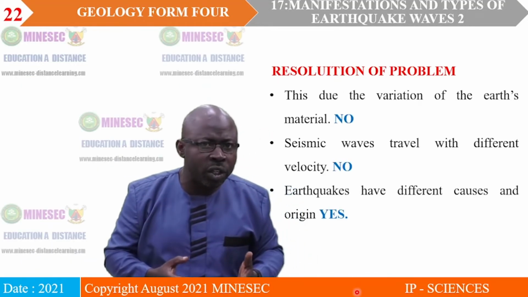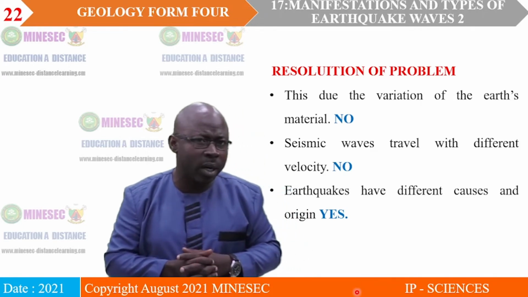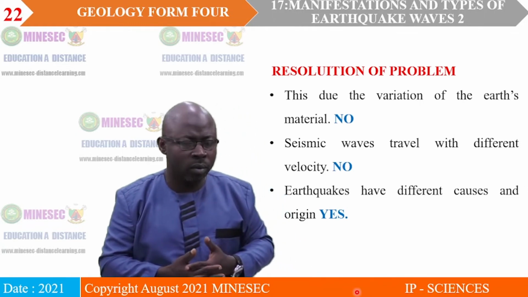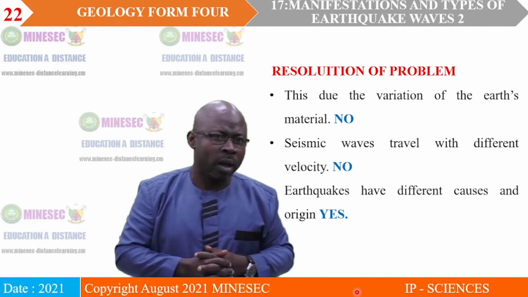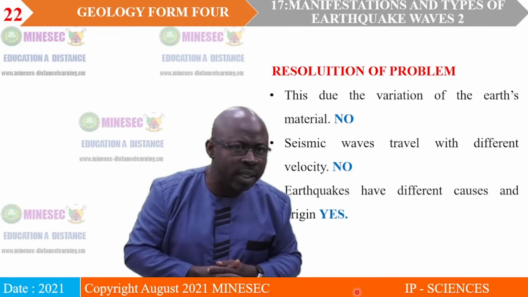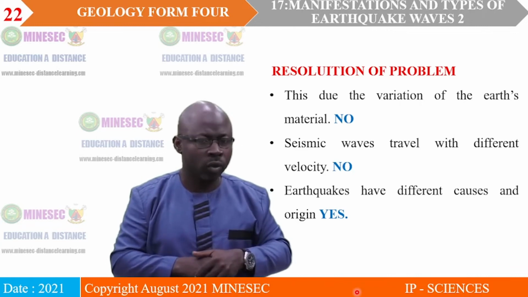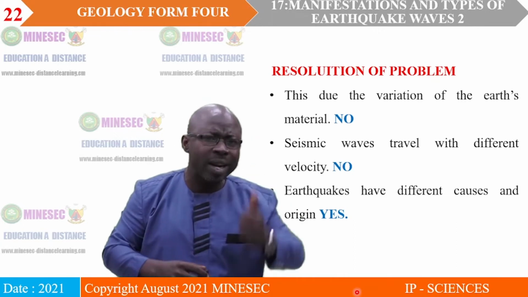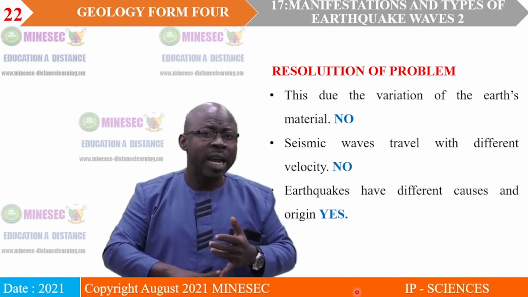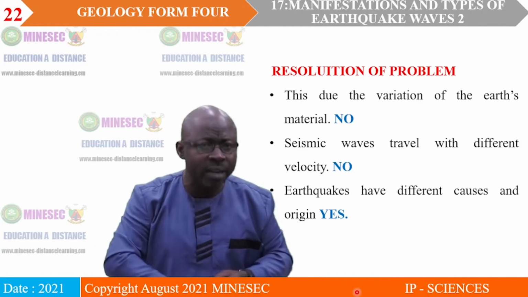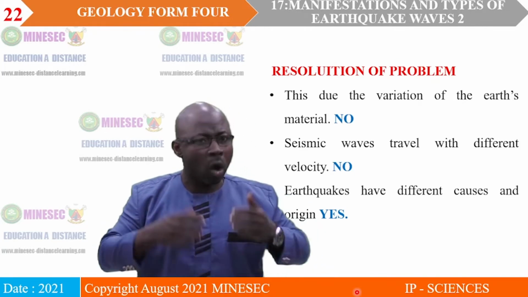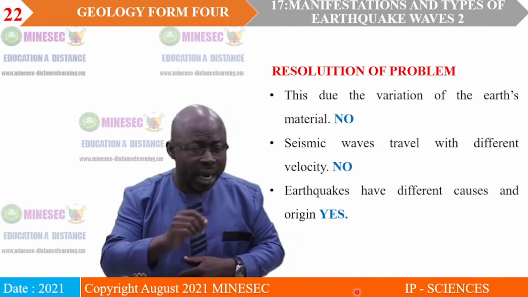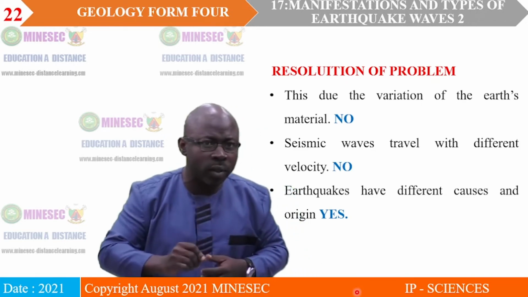This is due to the variation of the earth's material. This can't actually be. Seismic waves travel with different velocity, not appropriate. Earthquakes have different causes and origin. Good. The different causes and origin of earthquake is what accounts for the level of damage and the intensity that will be felt on the earth's surface. It is not based on the velocity of that wave. It is instead based on the different causes and origin.